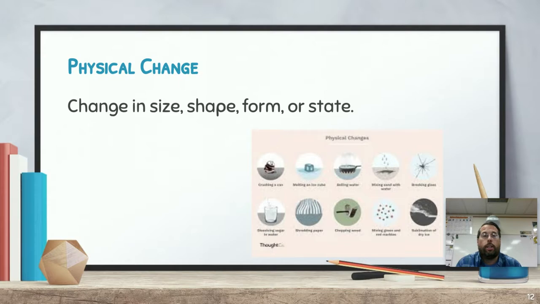Physical change is a change in size, shape, form, or state. So we're not changing what it is. Boiling, evaporating, you break a glass, it's still glass. Chop wood, it's still wood. It's just changing its size, its shape, or its form. And again, if I see change, I should know it's a change.